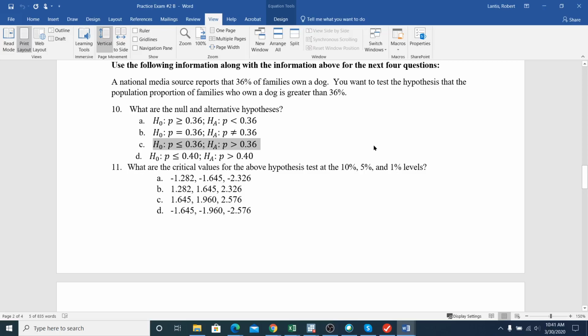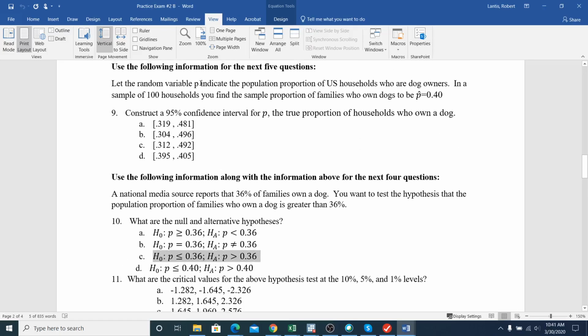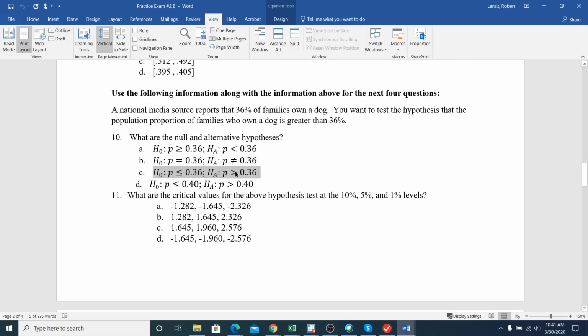Okay. Now, we're still using the information we found up here. Right, use this in the next 5 questions. So the sample proportion we found was 0.4 out of 100. And we want to test against whether or not the null is true. So the type of test always comes from the alternative hypothesis. We look at the alternative hypothesis. We have a greater than sign. So greater than sign means right-tailed test. Okay. So once we get to 11, right, we're looking for critical values.